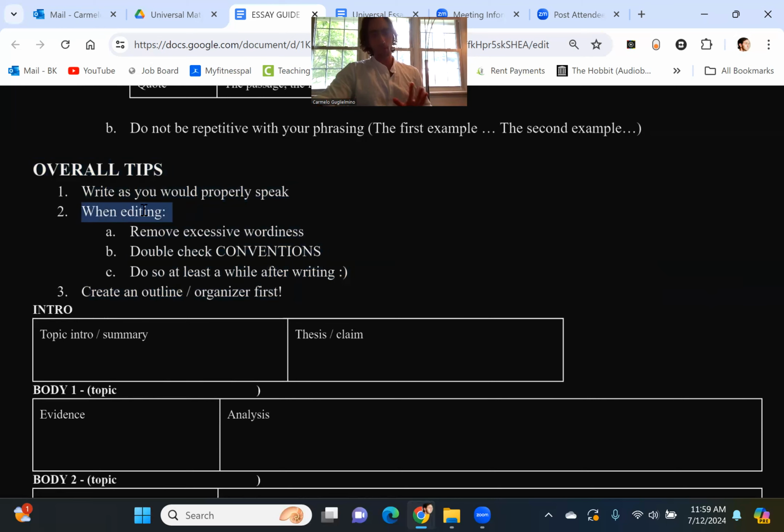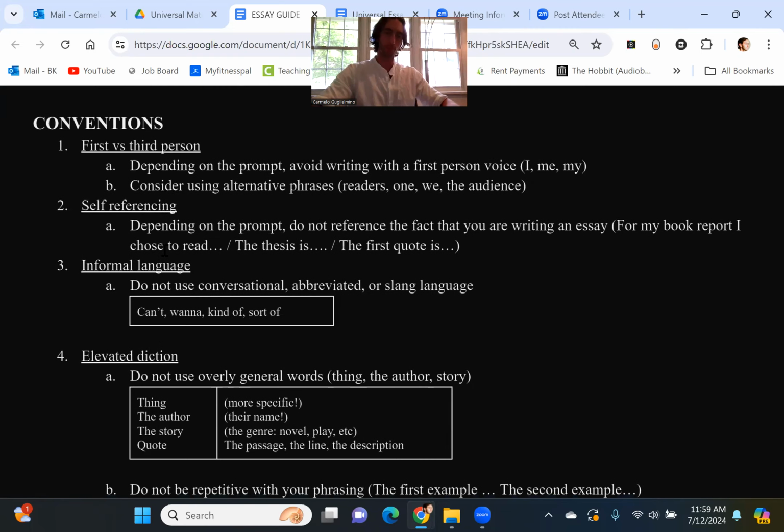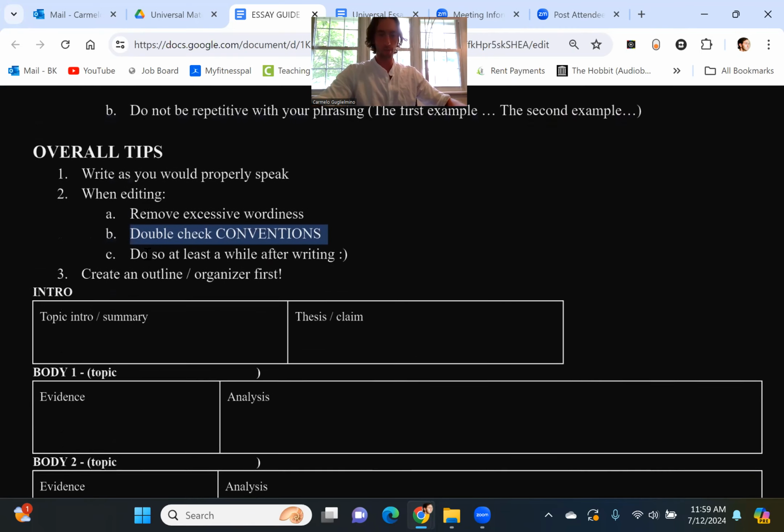Now, speaking of editing, when you're editing, and I recommend that everybody edits, remove excessive wordiness. We said this before. We want to make sure that we cut out the fat from our writing. That's something I usually practice with my students at the beginning of multiple classes throughout every unit: how do we make something sound more efficient and more concrete? Double check conventions, right? Go back, make sure you're not using contractions, make sure you're using formal language, et cetera, et cetera. So all the stuff we just covered here, go back, make sure you're doing all that.